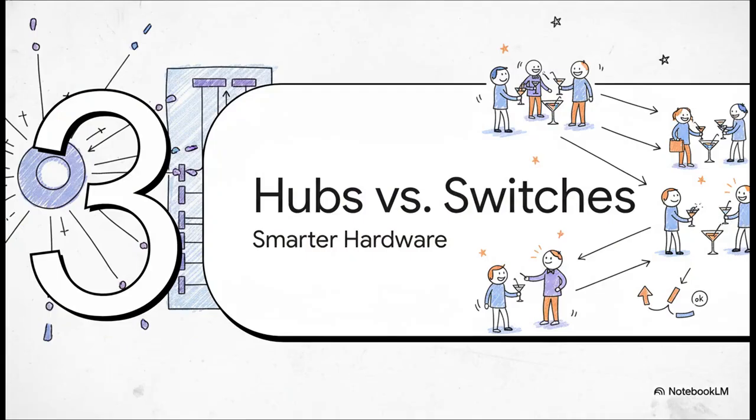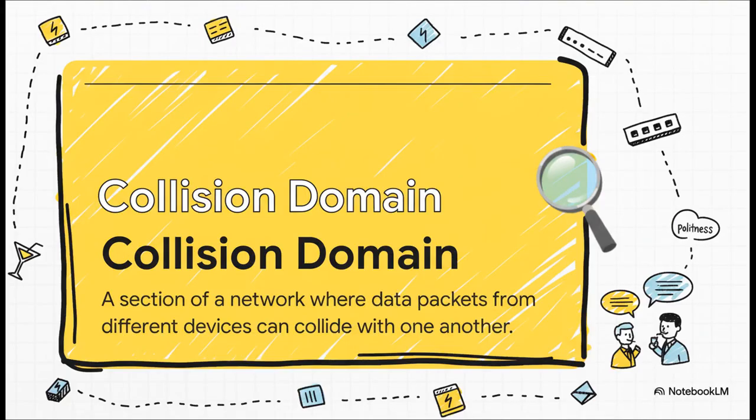So these rules were a great start for managing the conversation. But the thing is, the actual physical hardware connecting all these devices, well, it could be made a lot smarter. Now, to get why the hardware evolved, you really have to understand this one key concept, the collision domain. A collision domain is basically the size of our cocktail party room. It's the area where everyone can hear everyone else talk.